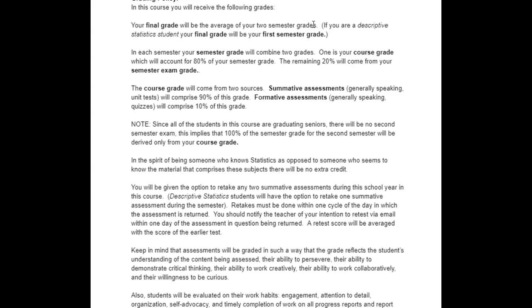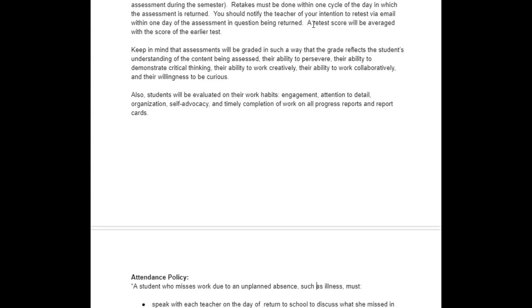You should notify me of your intention to retest via email within 1 day of the assessment in question being returned. A retest score will be averaged with the score of the earlier test. Okay, so it's an averaging, as in add them together and divide by 2. We'll call that the mean in this course, right?